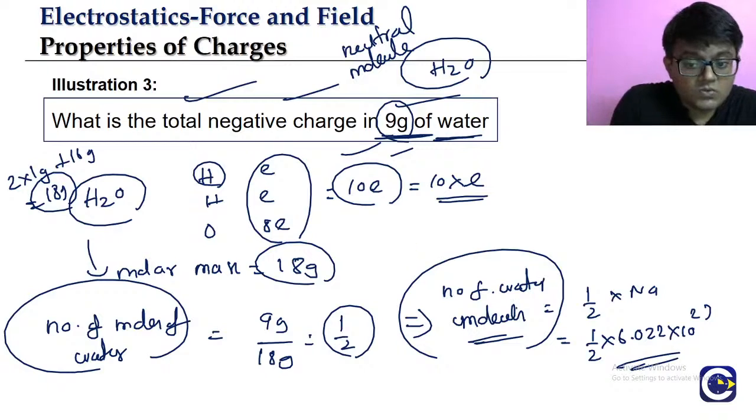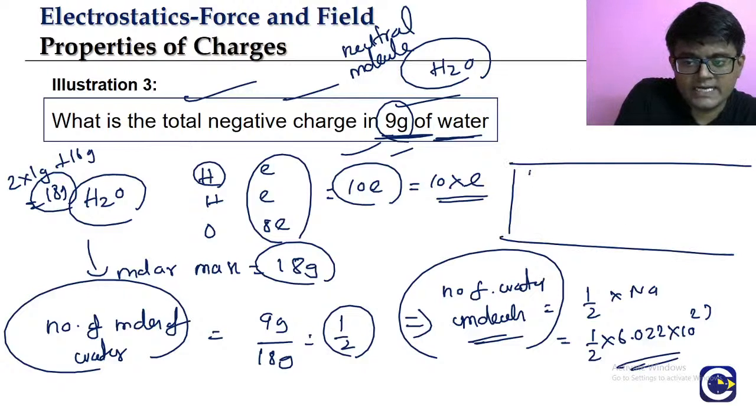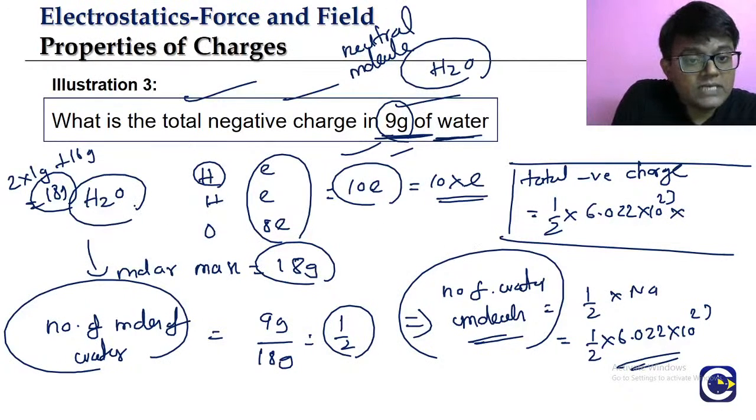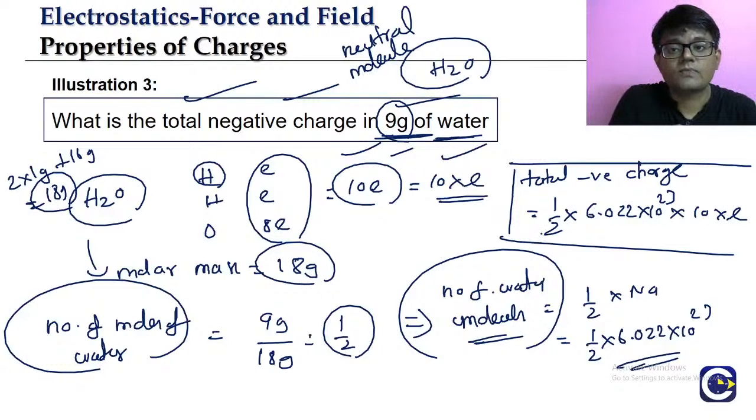Okay, so what is the total number of molecules in our hand? Half into Avogadro number. So the total negative charge will be equal to the total number of molecules, half into Avogadro number, into the negative charge on one molecule, 10 into basic charge. Look, what is it? 10 into basic charge. So finally, what do we get?